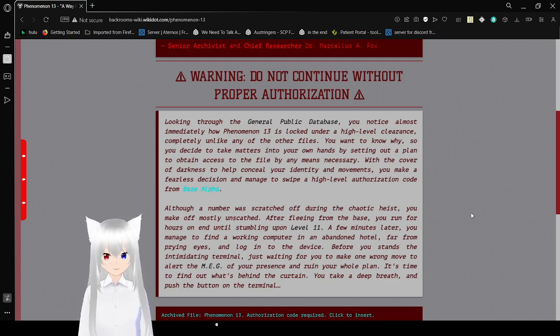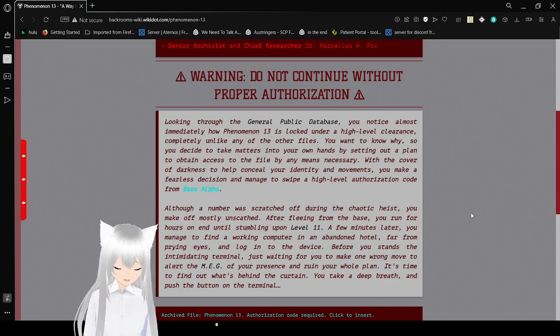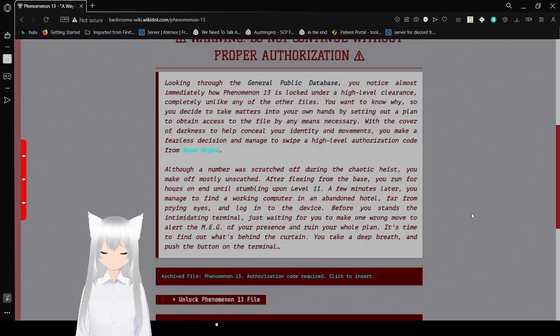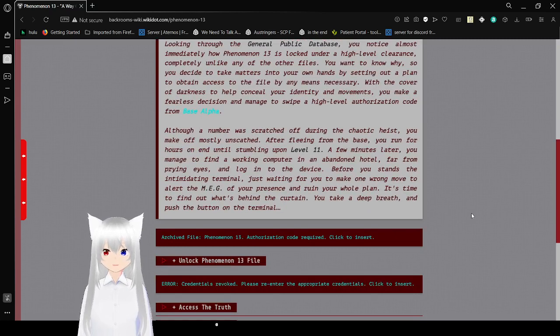authorization. Looking through the general public database, you notice almost immediately how Phenomenon 13 is locked under a high level of clearance, clearly unlike any of the other files. You want to know why, so you decide to take matters into your own hands by setting out a plan to obtain access to the file by any means necessary. With the cover of darkness to help conceal your identity and movements, you make a fearless decision and manage to swipe a high-level authorization code from Base Alpha. Although a number was scratched off during the chaotic heist, you make off mostly unscathed.